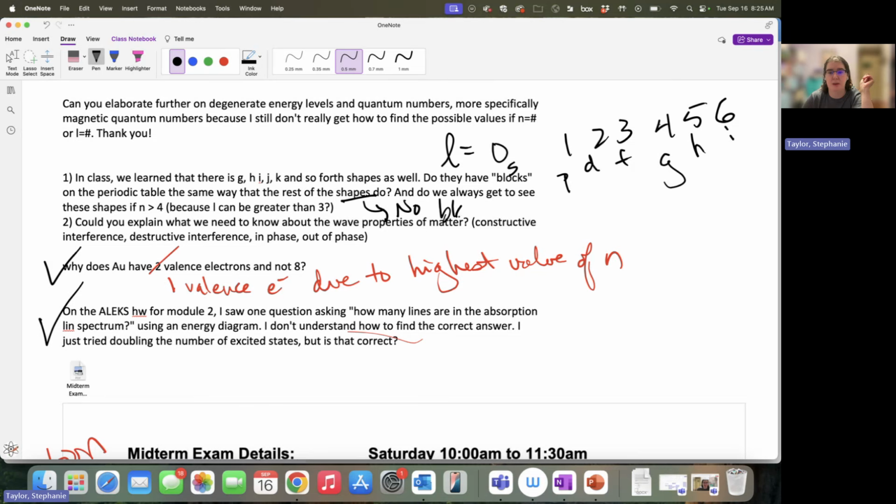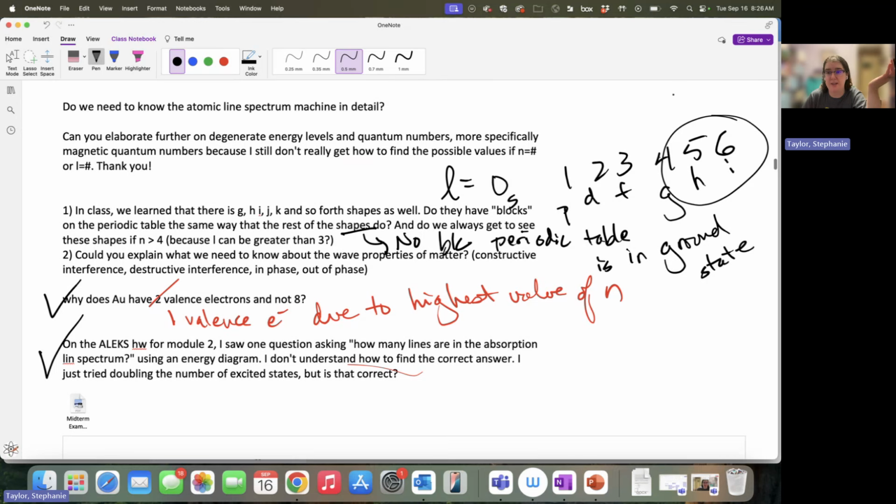Do they have blocks on the periodic table? No, because the periodic table is in the ground state. So we basically don't need higher values of L to describe the atoms that we have because those are always in the ground state. And so we are fine with just S, P, D, and F for the periodic table. So these other values of L, you'd only access in excited states.